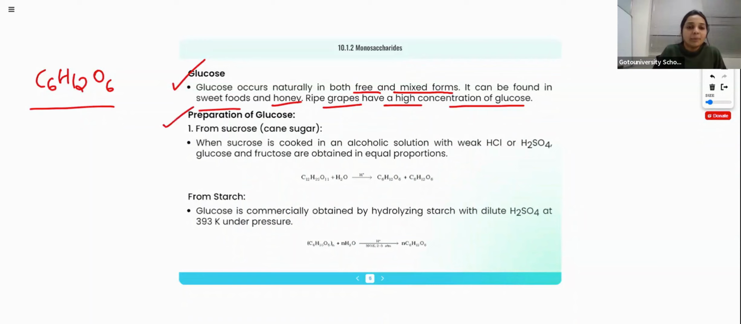Next one, preparation of glucose. How can we prepare glucose?